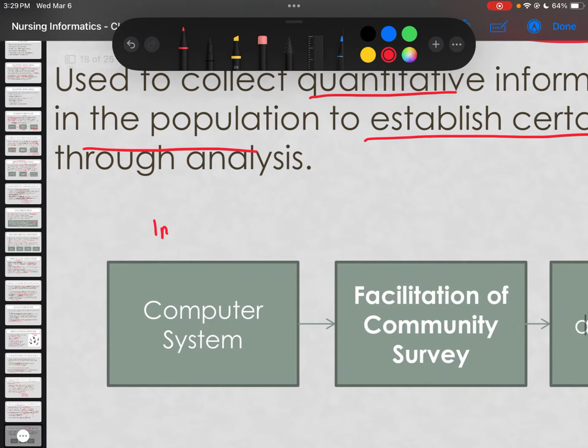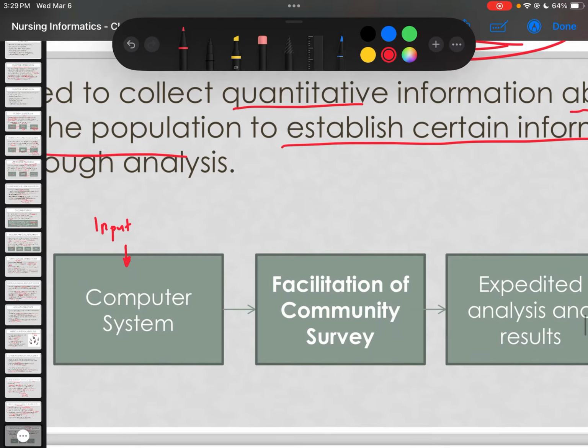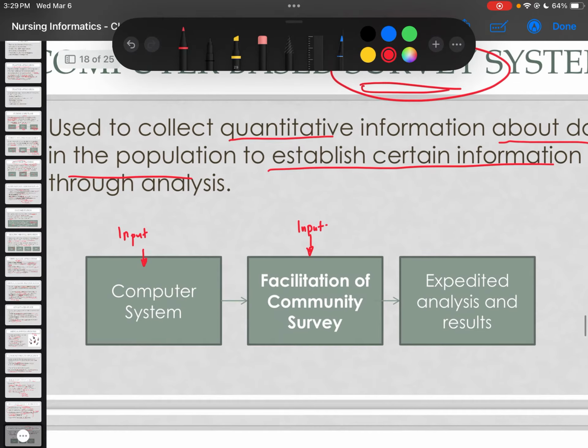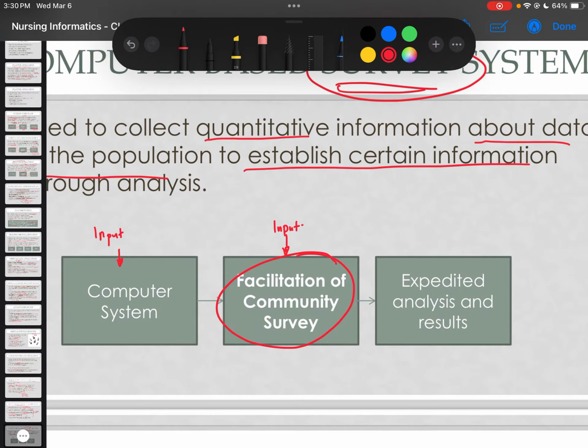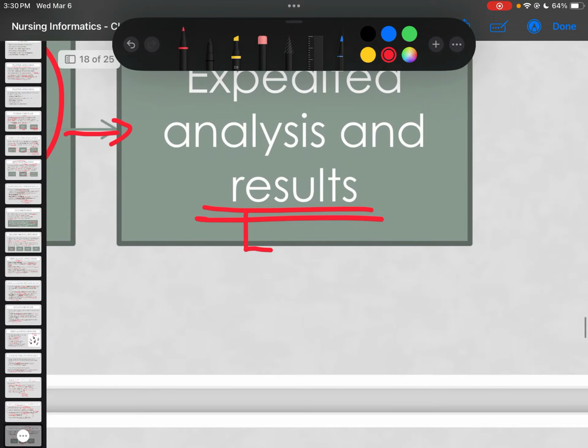Okay, we input the community's data into a computer system. Ato i-input. Okay, and then we facilitate what we call our community survey. Back. Because of that, we will also input more data. Sige, tag-input class. After that, once it analyzes that data, it will come up with results. Okay, expedited analysis and results. Okay, and with these results, class, mag-story na po tagbalik, class. It can help us detect trends in the community.